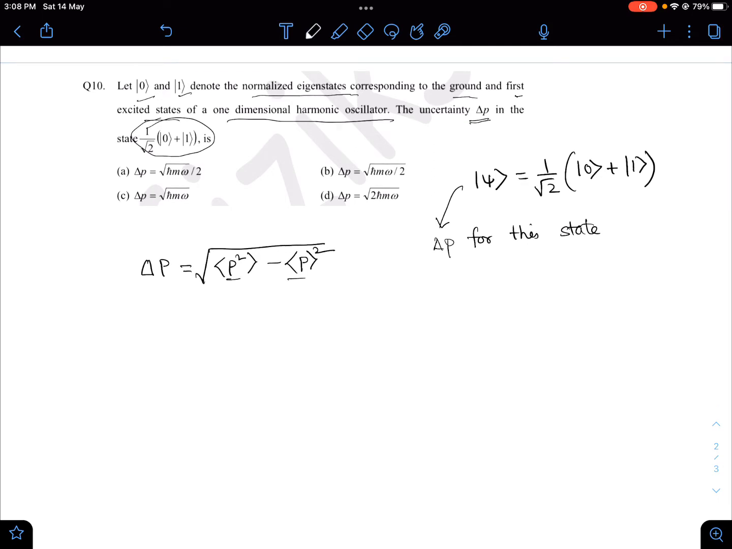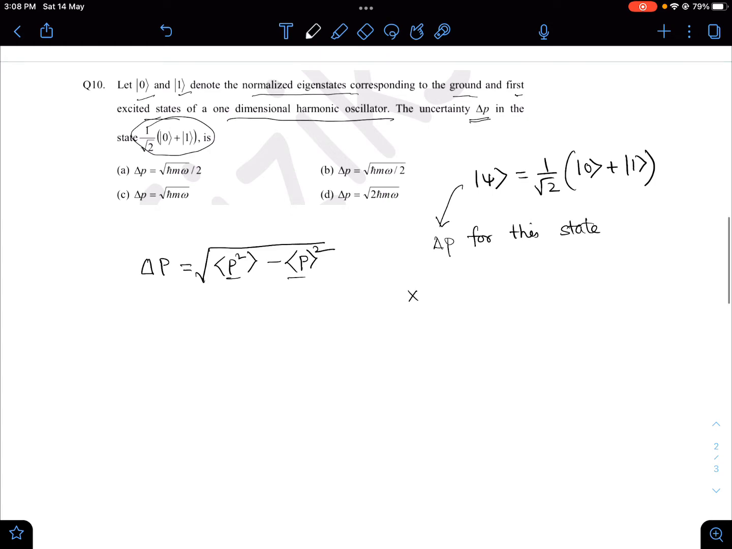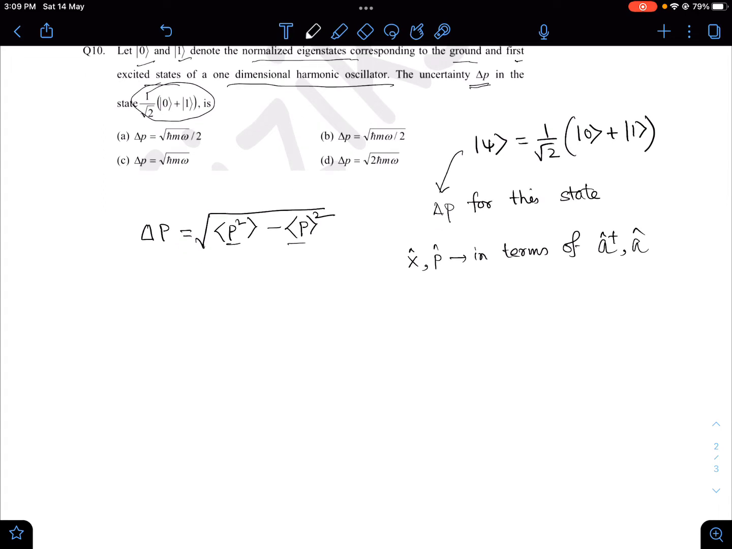We know that in the case of the harmonic oscillator, we can define the position operator and momentum operator in terms of the raising operator and lowering operator. So how will we write this? Basically we know that P is defined as i times square root of m omega h cut by 2, times (a dagger minus a). That is how operator P is defined.